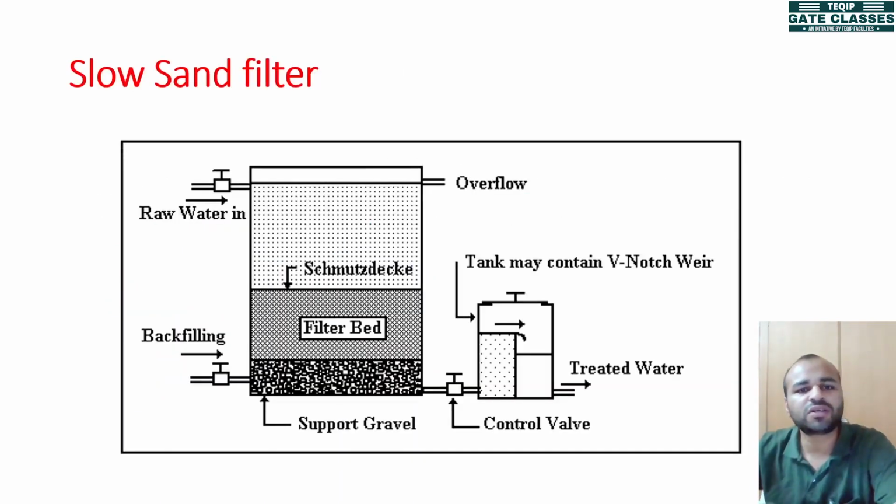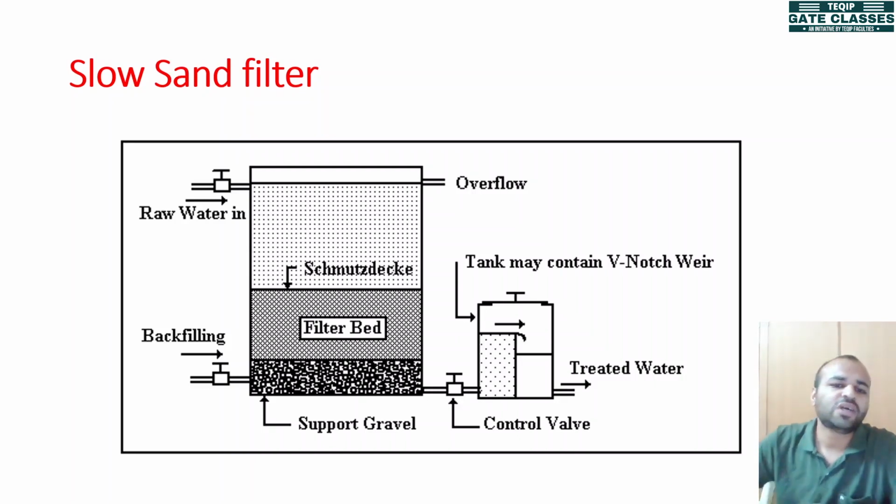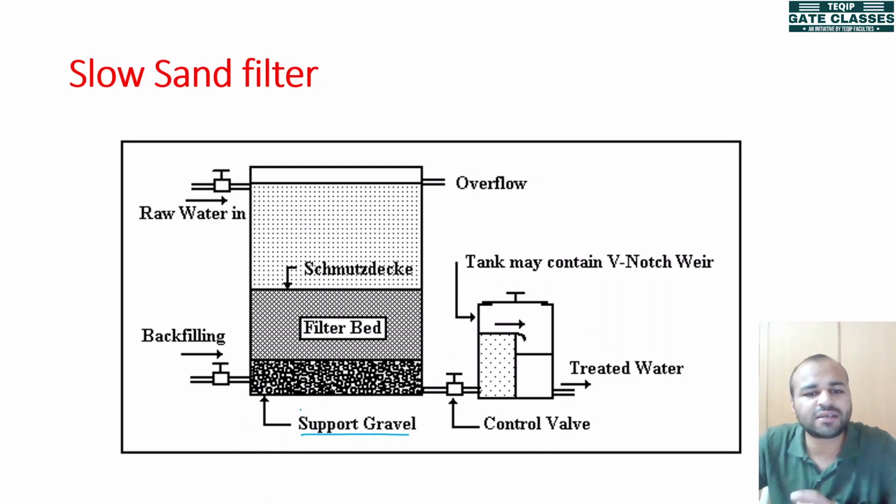Now let us move on to the next important topic, that is the first type of gravitational filter that we need to study. This is a typical diagram of the slow sand filter. How does it work? Let us first have a look at the construction. At the lowermost part, we have a support gravel. What does it basically mean? That there are gravels of large diameter, and above it is the filter bed, which consists of finer particles of different types of soil that we have put here.